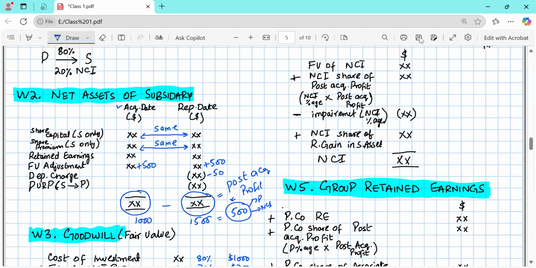I am adding 500 because at acquisition date and reporting date the asset value is increased. So whatever the asset value was at acquisition date, you have to increase that by 500, and at reporting date as well by 500. This is how you will do the adjustment. You can see it, and if you have any question, you can ask.